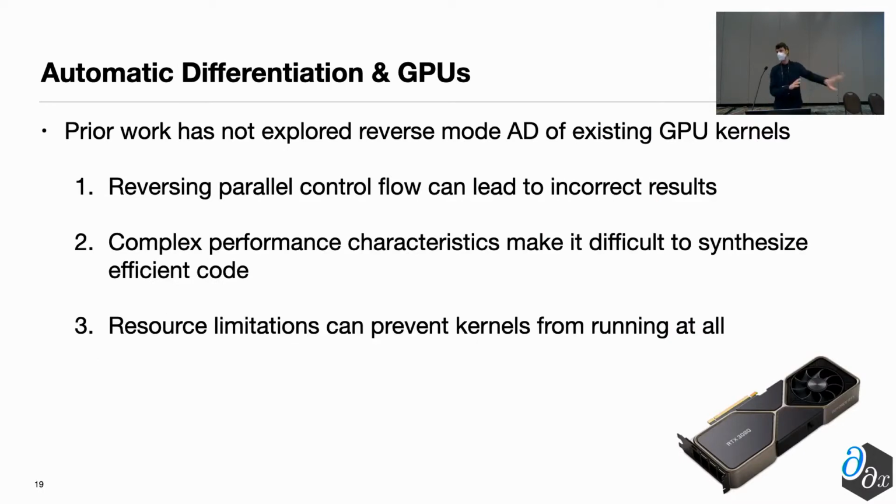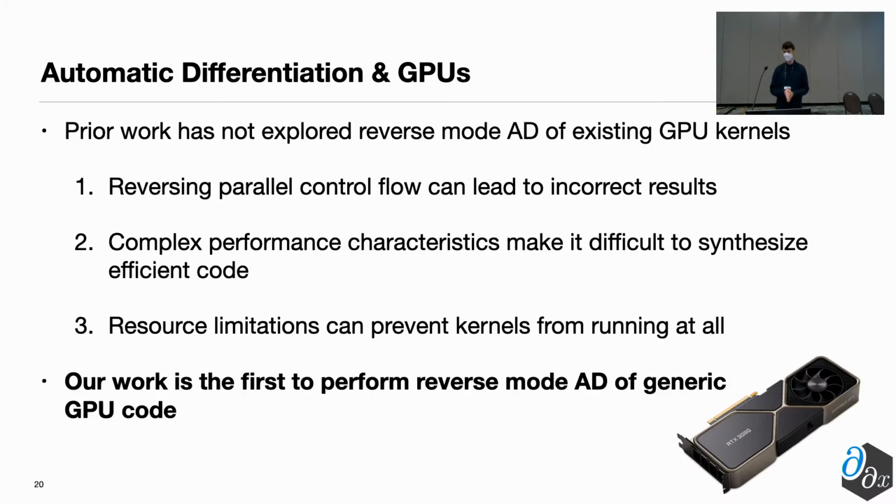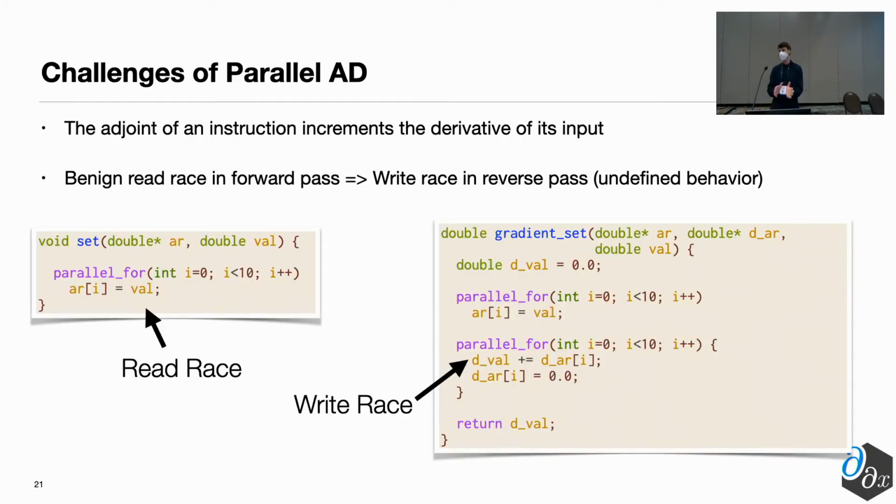Now, prior work, including the prior work on Enzyme, has not been able to explore reverse mode automatic differentiation of GPU kernels. In fact, no one has been able to do that for existing GPU kernels. And the reason for this is one of three different pieces. The first of which is that reversing any parallel control flow, not even specific to the GPU, can quickly lead to incorrect results. The second problem is that the complex memory hierarchy and performance characteristics of the GPU make it difficult to create efficient code that runs on the GPU if you're just going to write GPU code. And the final reason is the GPU has very specific limitations in terms of the memory that can prevent the entire function from running at all. What we were able to do by solving all of these problems simultaneously is to be able to now perform reverse mode AD of generic GPU code for the first time. So let's talk about those three unique challenges.